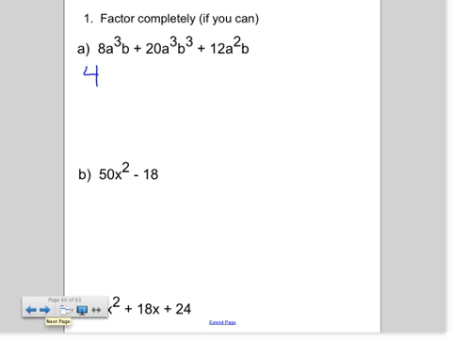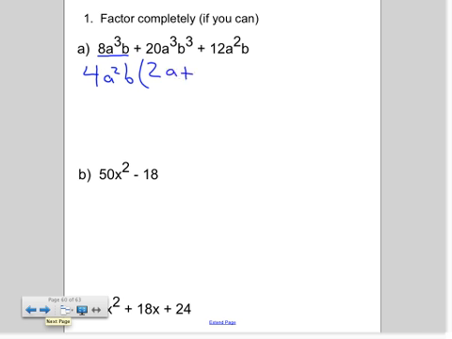Then I look at my a's. I have a to the third, a squared. A squared's the smallest, so I bring that out. And then I look at the b's. I have b to the third, and b, so I'm going to bring out a b. Now when I take a 4a squared b out of that term, I'm left with 2a, and then the b's are going to cancel.